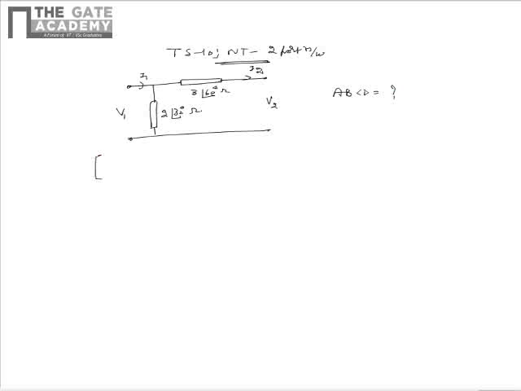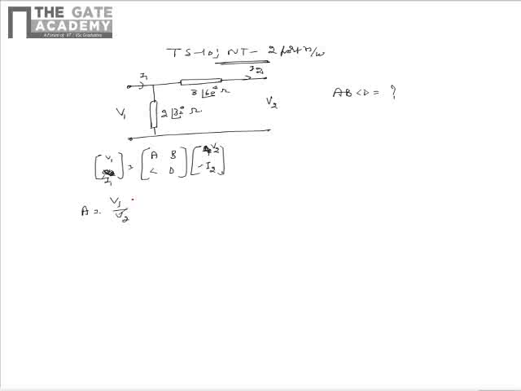We know that the ABCD parameters of the circuit can be related by [V1; V2] is equal to [A B; C D] multiplied by [I1; minus I2]. From this, we can write the different expressions for obtaining the ABCD parameters as A is equal to V1 by, sorry, this is I1, this is V2.